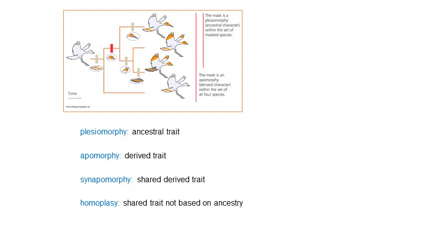One of them is convergence, when two organisms end up with the same appearance or phenotype, but they have different ancestry. Another one is reversal, and that one we talked about particularly with respect to DNA sequencing and doing phylogenetic trees with nucleic acids.